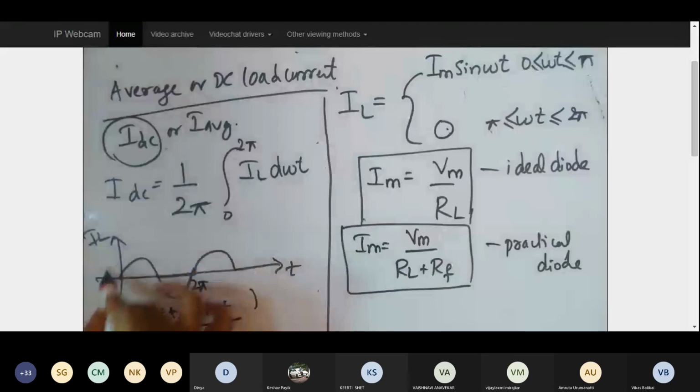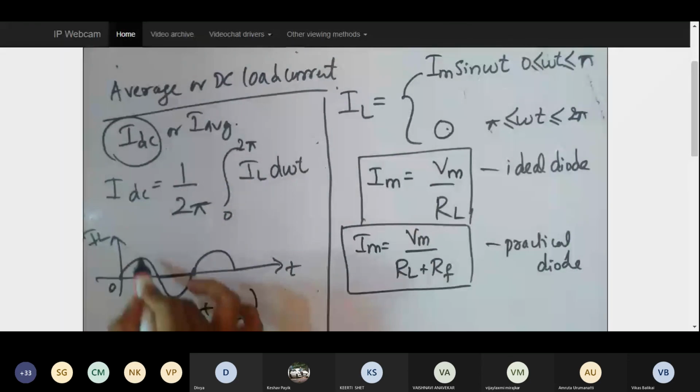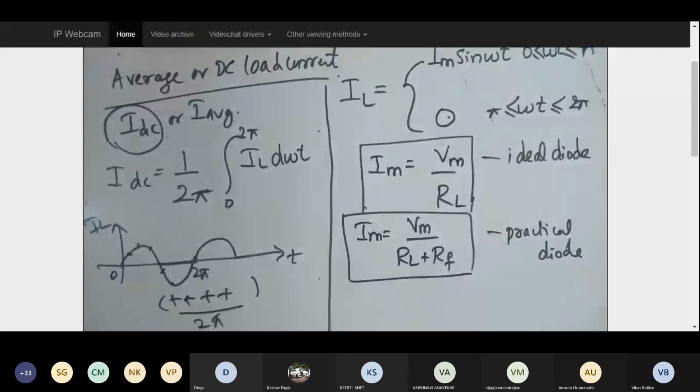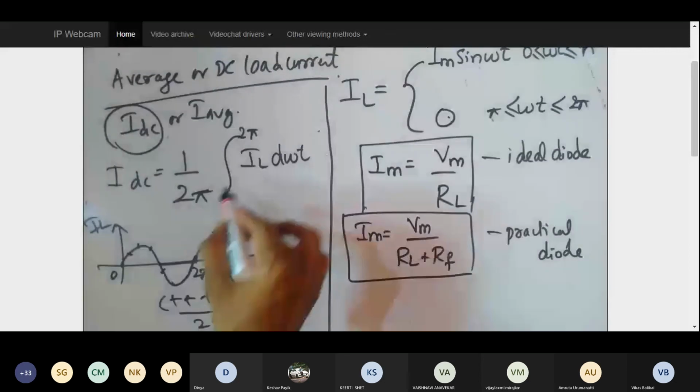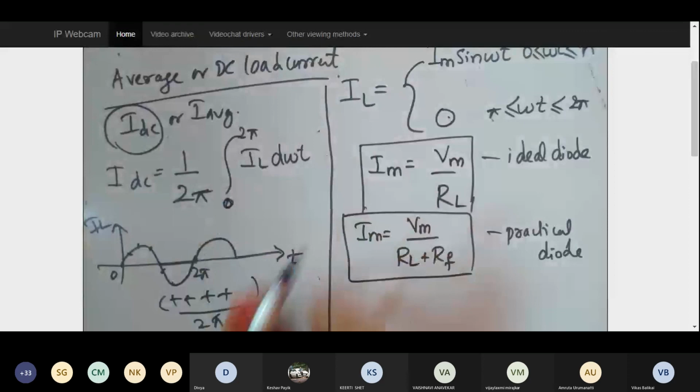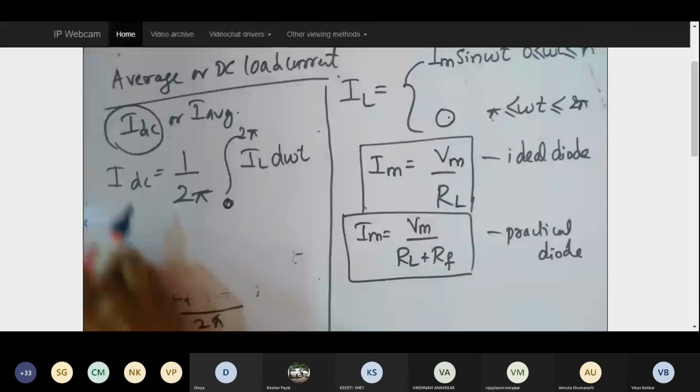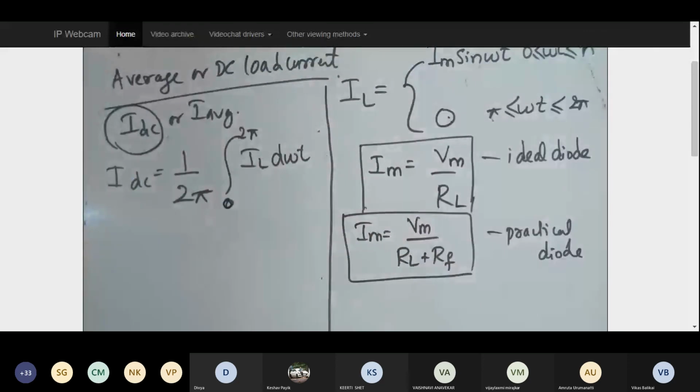To add all the components, since it is not a pure number, it is a signal, I should be adding the components that you find here, here, here, here. Every component I should be adding, and that is possible only through the integration. So by integrating I get the average component. So this will be my expression: IDC is equal to 1 upon 2 pi integral from 0 to 2 pi of IL d omega t.